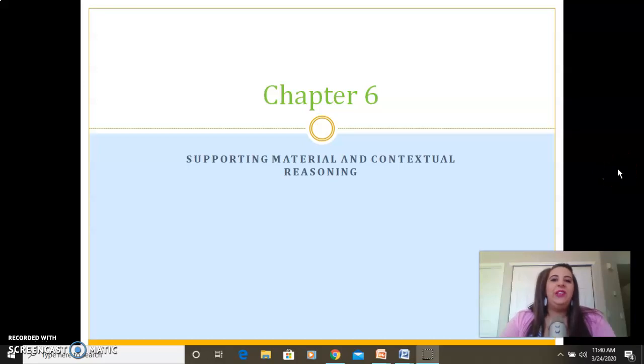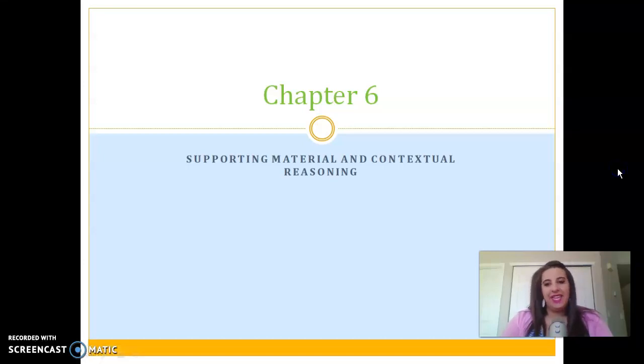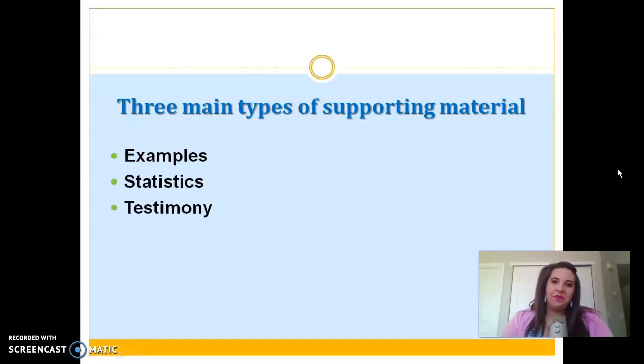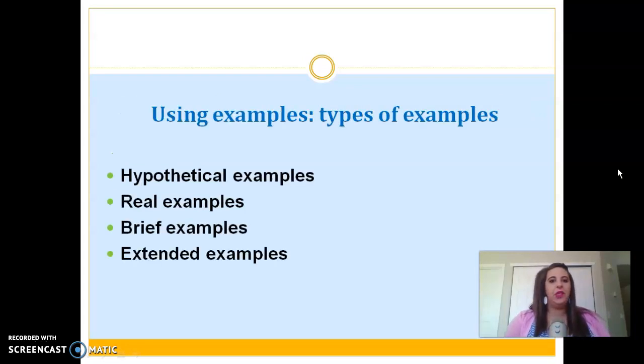Hello! In this lecture, we are going to talk about supporting material and contextual reasoning. So let's get to it. There are three main types of supporting material: examples, statistics, and testimony. We're going to talk about each one.